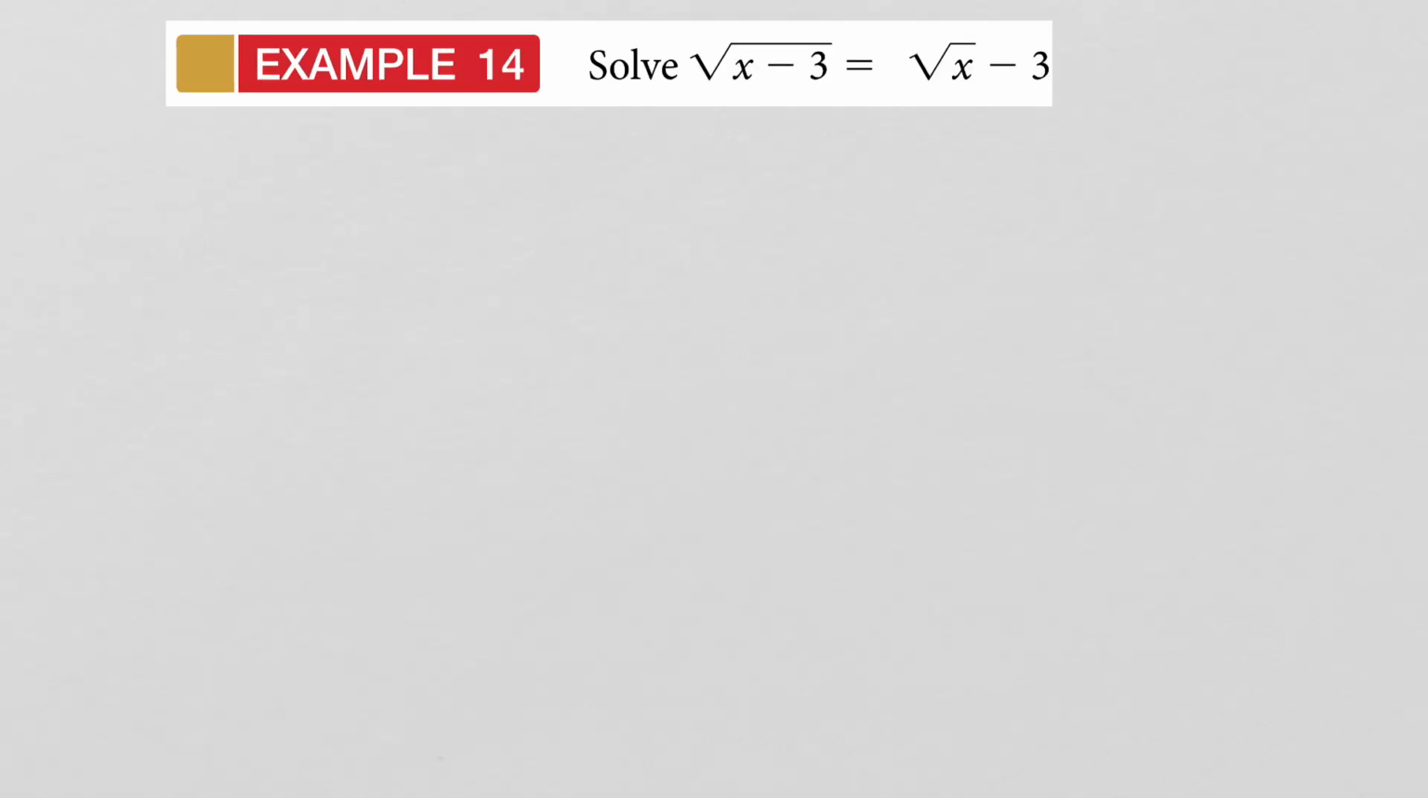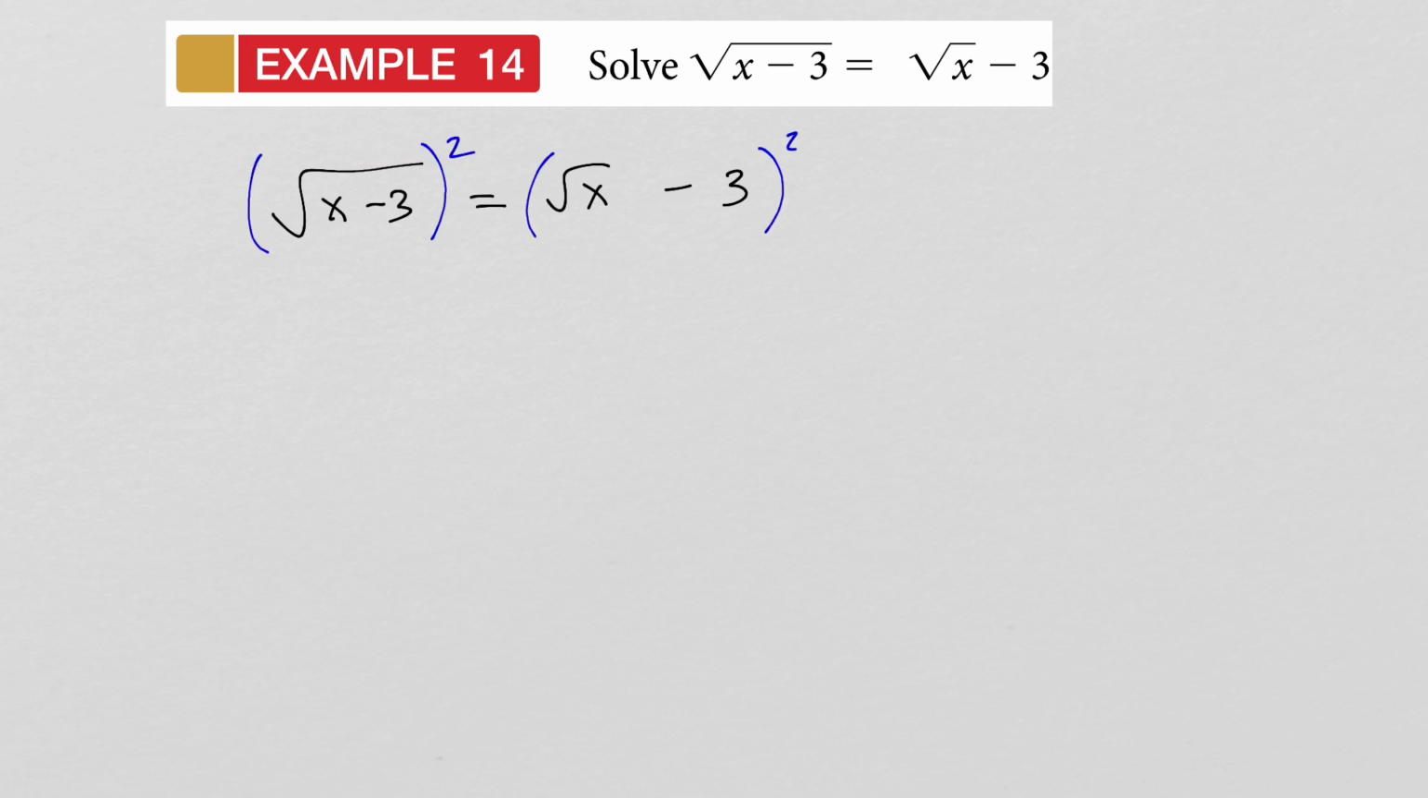And the final example, yet again, another radical equation, but this time you have 2 square roots. When you have 2 square roots, normally you won't be able to isolate both of them at the same time. So what you do is just isolate one of them, right? So this one's all by itself, so we're good. So we'll go ahead and square both sides.